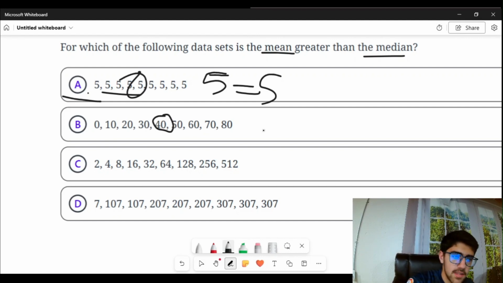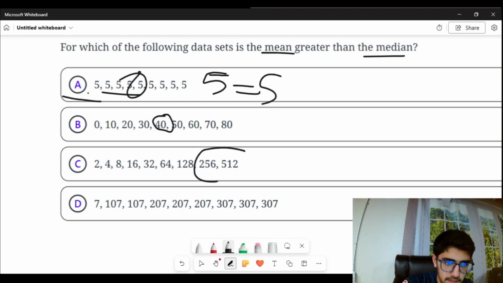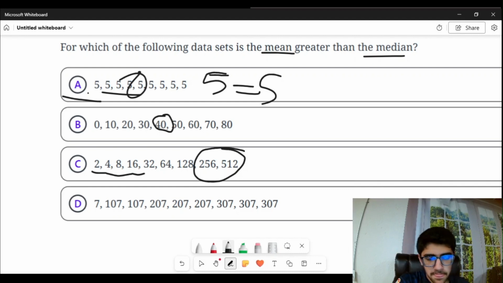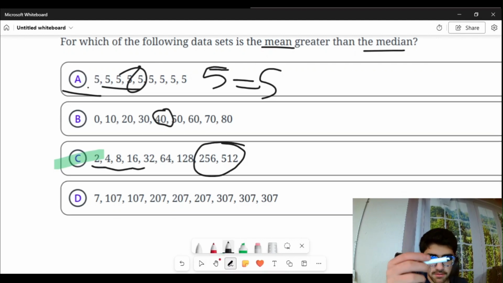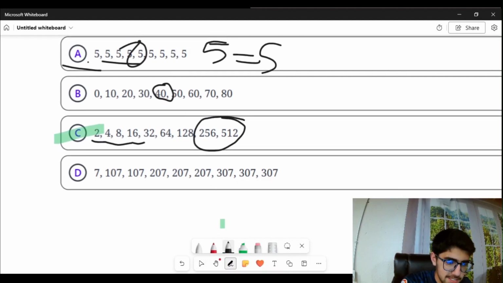For this one, you see that there's an outlier right here, like 256, 512, compared to the 2, 4, 6, 8, 16. 256 and 512 are outliers. So you know that the mean is most likely greater. So you could automatically go with this. But then let's check D. This one's a bit confusing, number D. Let's just assume this one's 0. So 0, 100, 100.